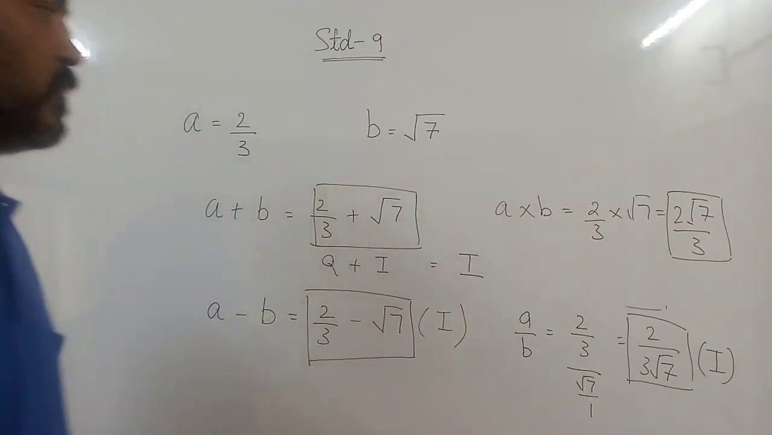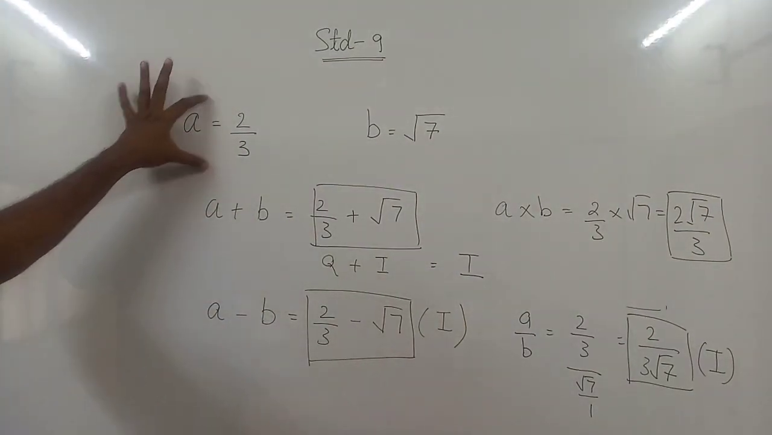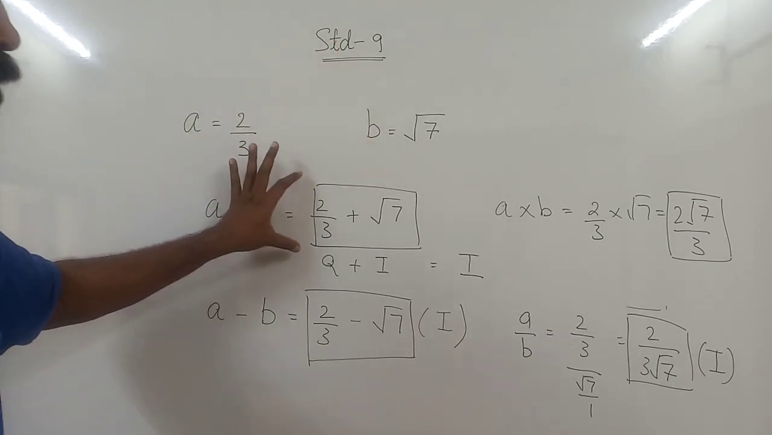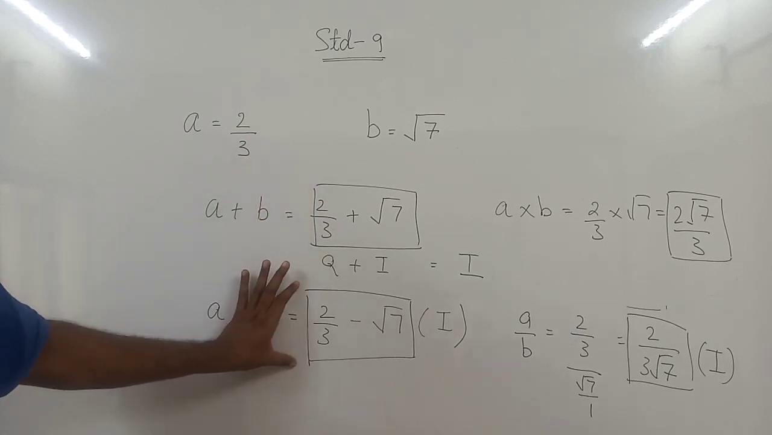There was a small mistake here. Okay? So what I'm trying to tell you is, when you add a rational number with an irrational number, you keep it in this form only. We don't simplify it further. The subtraction is kept as it is.